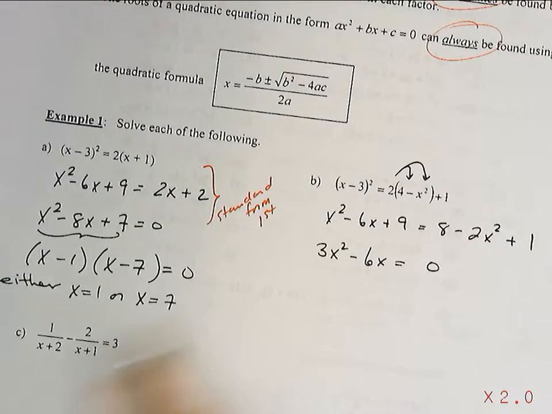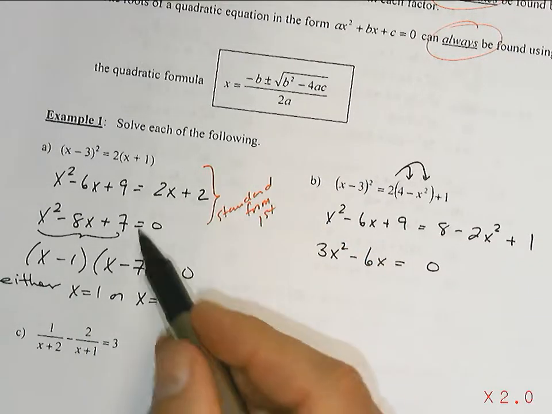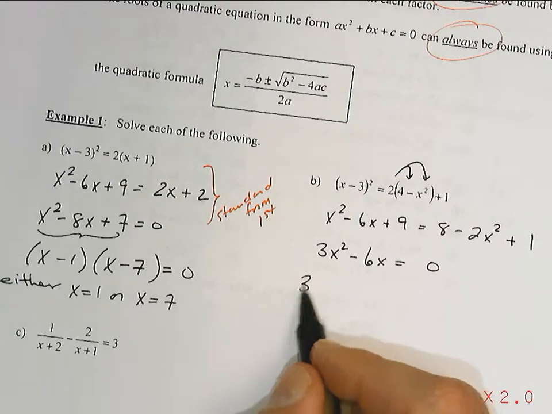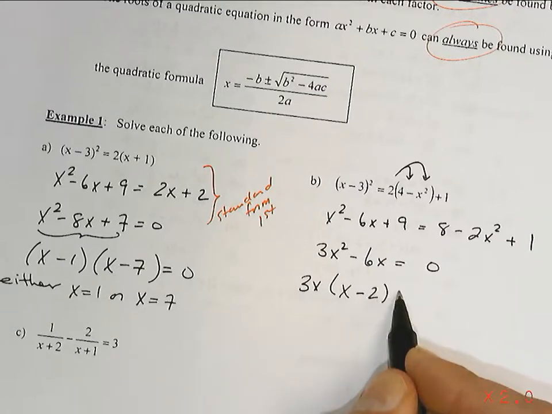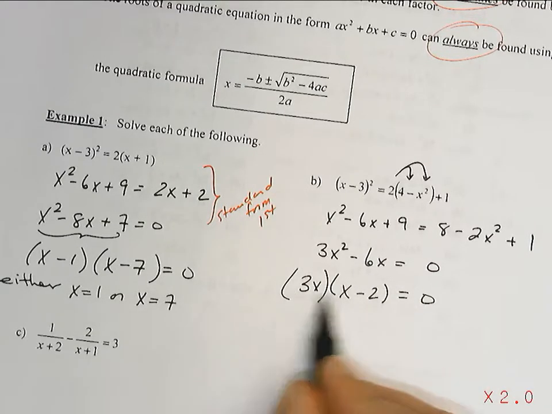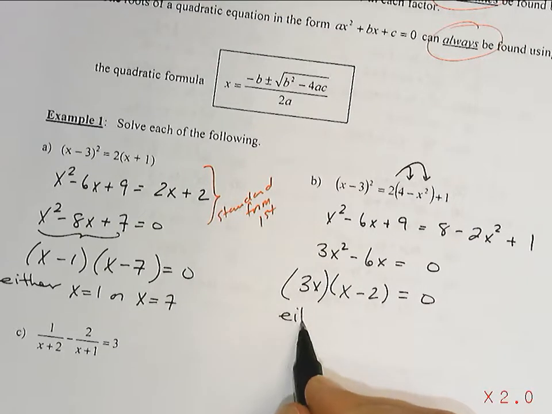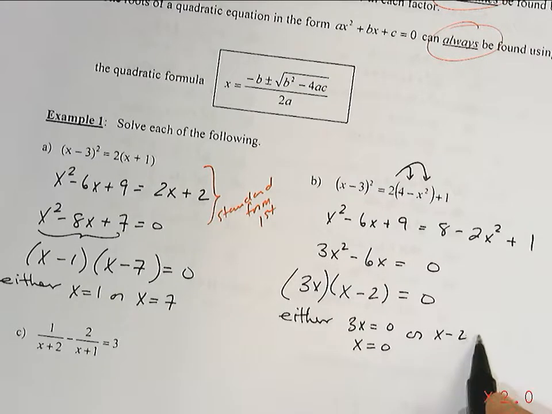Let's see if it can factor. If it can factor, then I'm going to want to solve it by factoring. Notice here I factored it because it's faster. I could have used the quadratic formula, but because it factored, it was easier to do this way. This one, I'm going to common factor out 3x, which leaves me with two things being multiplied to give 0. So either 3x equals 0, in which case x equals 0, or x minus 2 equals 0, in which case x equals 2. And I'm done.